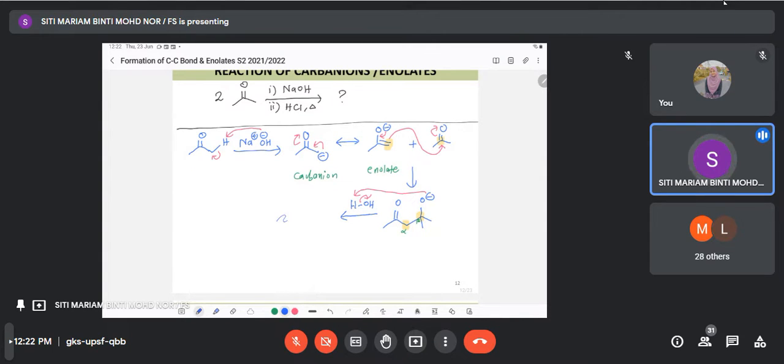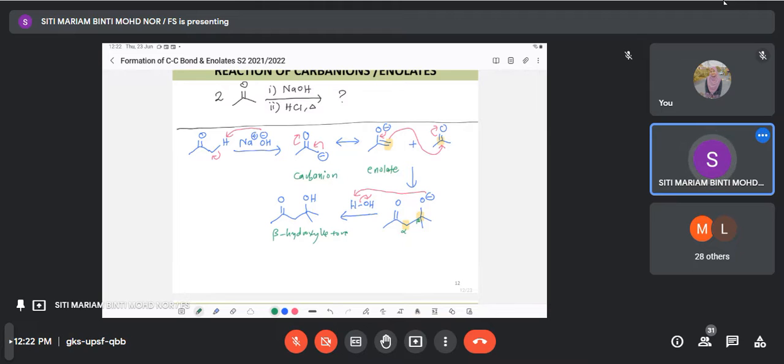Yeah. Okay, so you draw it. So double bond O, now OH. Okay, it looks like that. So this one, beta hydroxy ketone. Okay, beta hydroxy ketone. Okay, the product from the aldol reaction. Okay, and then proceed with the second step.